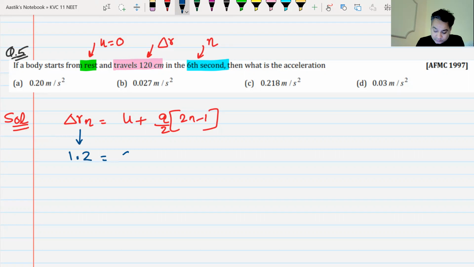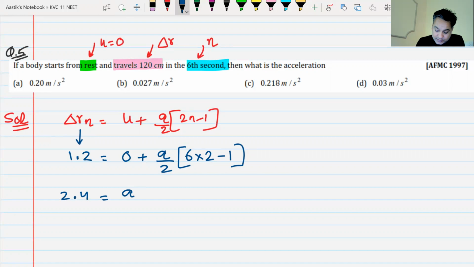u is given as 0, 0 plus a by 2, 2 times n, 2 into 6, minus 1, and I hope you can do it from here. Yes or no? So 2.4 will be equal to a multiplied by 11. So a will be 2.4 divided by 11.